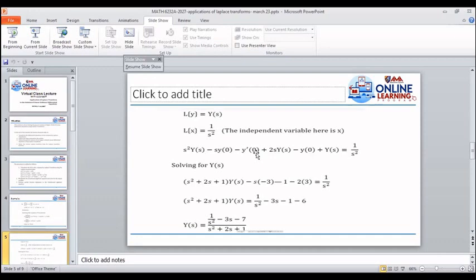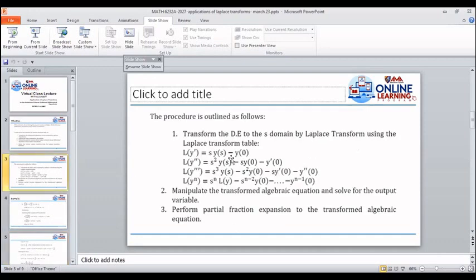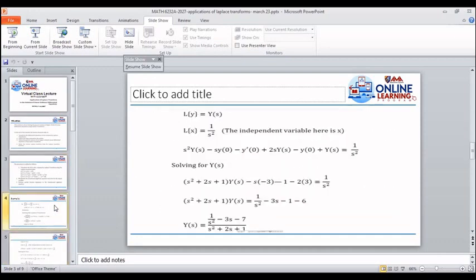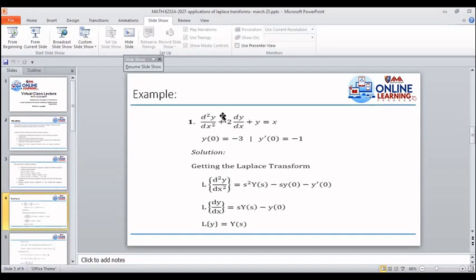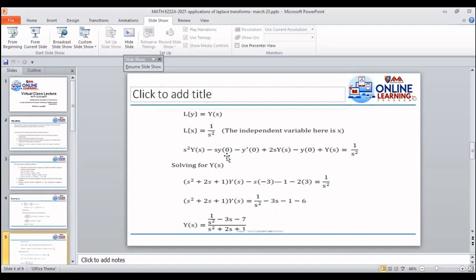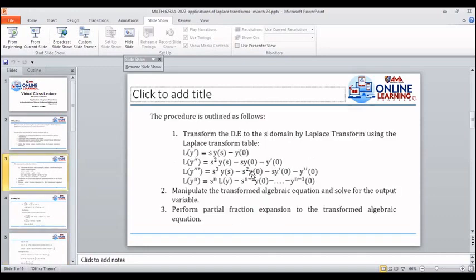This one represents the first degree here, for this, the value of your y double prime. Okay? So ito yung value ng y double prime natin hanggang dito, ito yung value ng y prime natin. Yung 2s Y(s) minus y(0), ito siya. Okay? sY(s) minus y(0) for the first derivative. Okay?